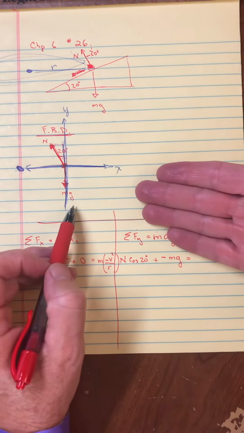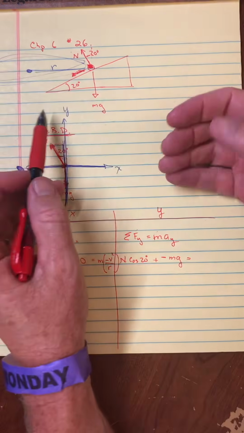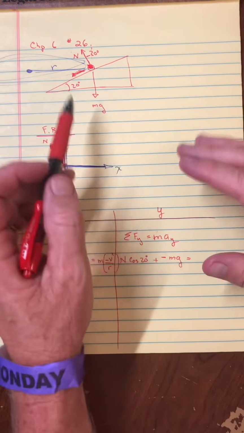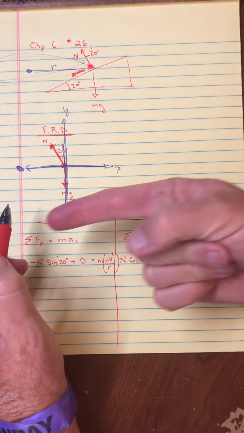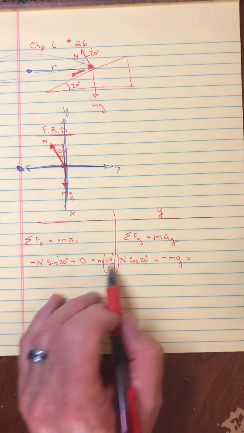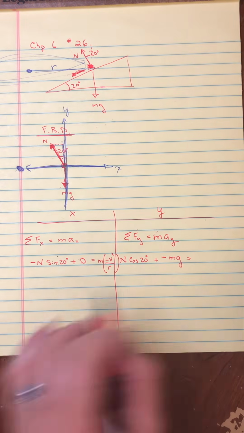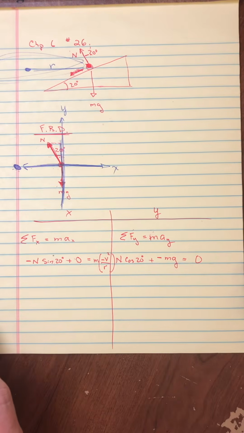The way I set mine up in this picture, using the traditional grid and the slope going this way, maybe I should have made it go that way so I'd get a positive x, but I set it up so the center of the circle is in the negative direction. And so that's why I put a negative v squared over r. And then, of course, in the y direction, it's equal to 0.